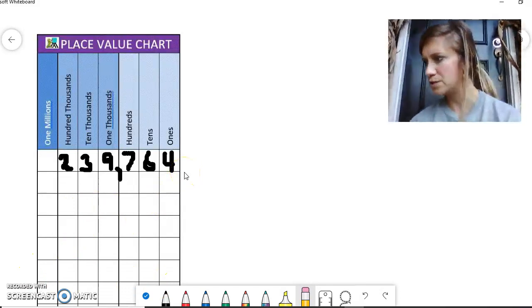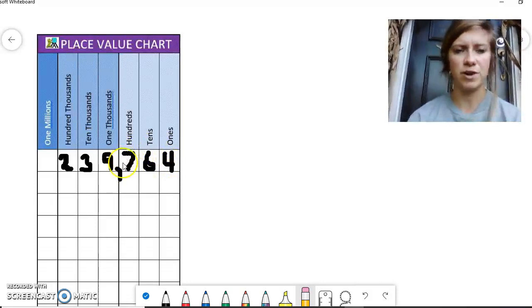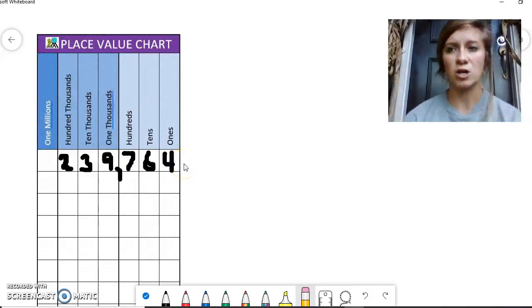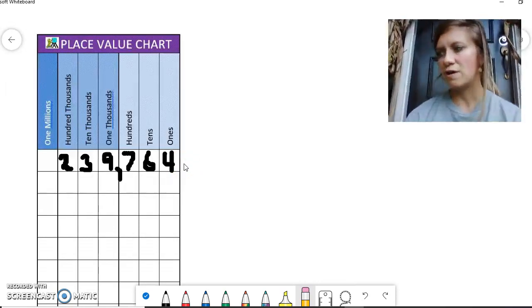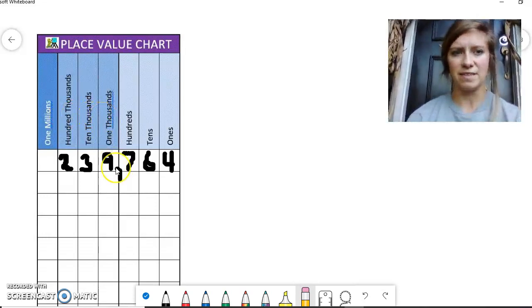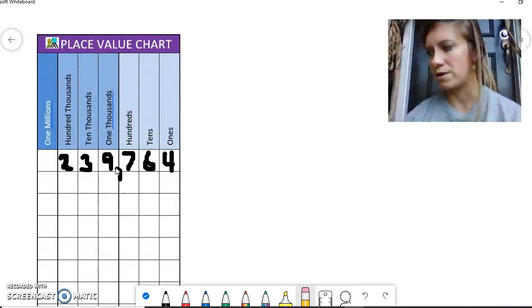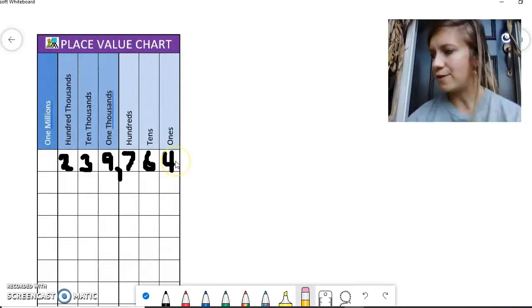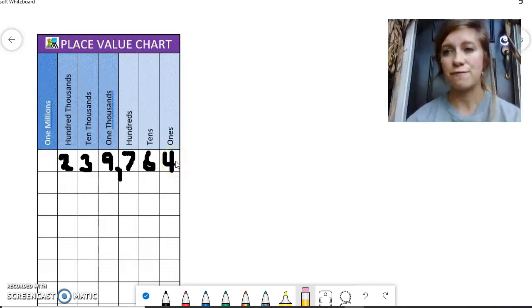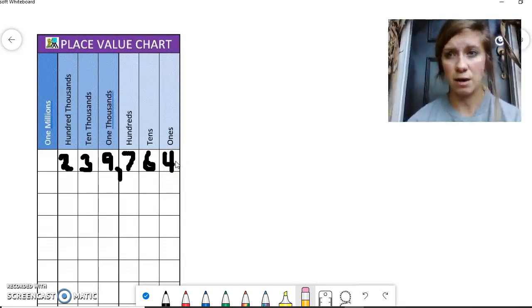239,764. So if you notice, it's important to notice that this group of numbers right here is called a period. A period in a number is a group of 3 digits. So this is a period and this is a period, separated by this comma. Okay? And if you notice the number that you wrote in, the 4 is the farthest to the right, meaning that it's the smallest number.